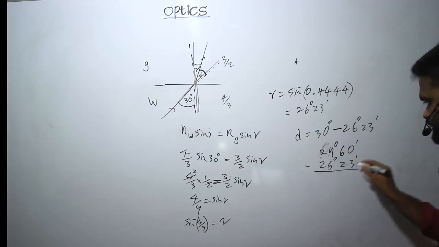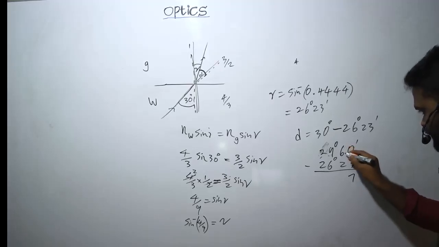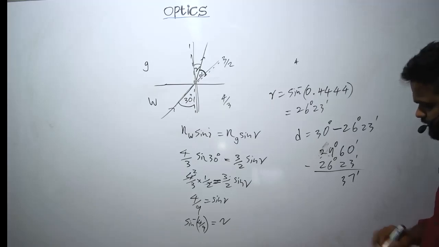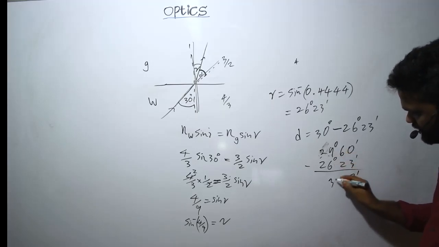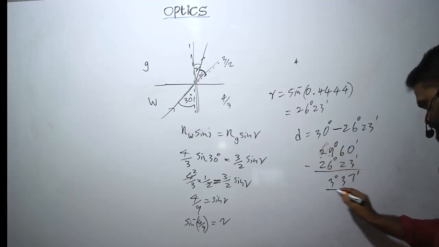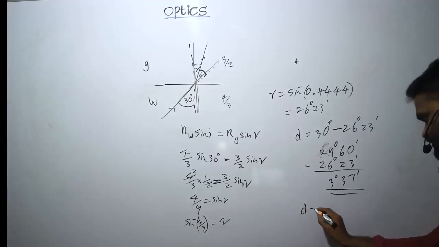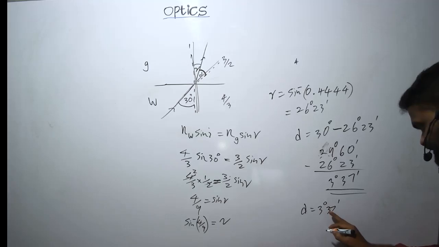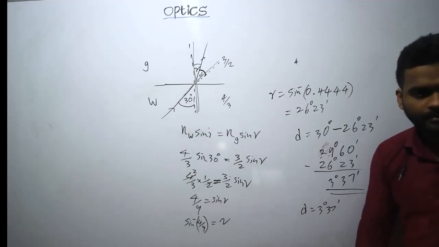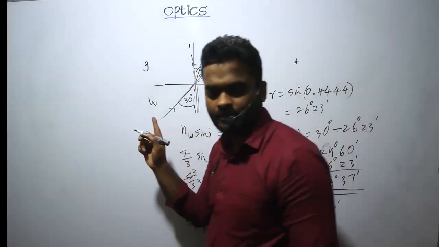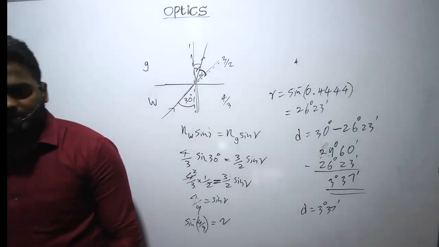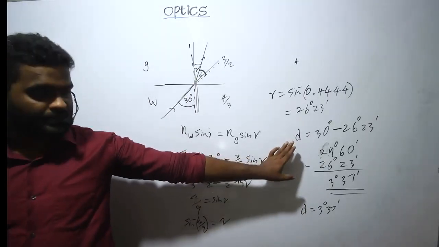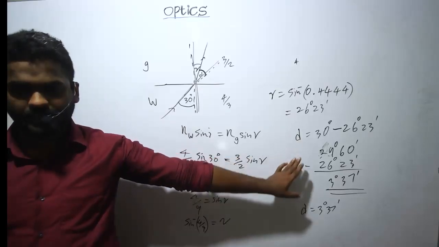Then subtract. 7 minus 2 is 5, so 57 minutes. Then 3 degrees. So the angle of deviation, it is a small angle for this case, is 3 degrees and 57 minutes. If you didn't understand, tell me. I'm not going to discuss this again when you are doing prisms. So when you are doing prisms, this should be clear.